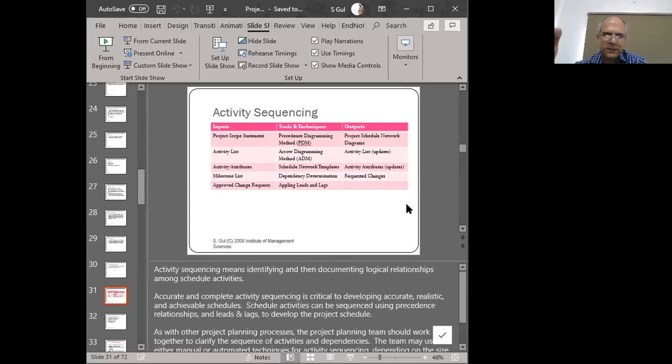Well, there's different shapes and forms of them. We've got some dependencies that we talked about, such as things have to happen in sequence, right? One after the other. So we may have a finish to start dependency, we may have a start to start dependency, a finish to finish dependency, or a start to finish dependency, one of the four, right?